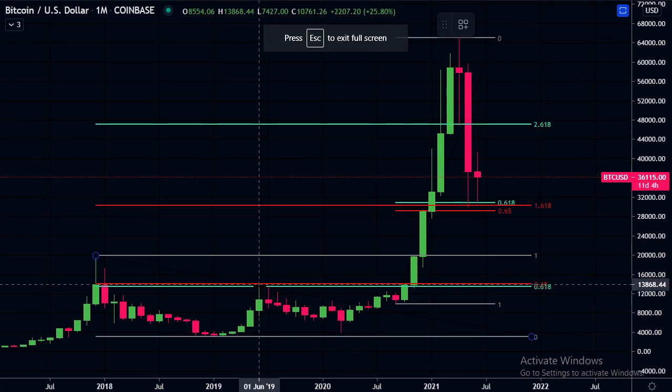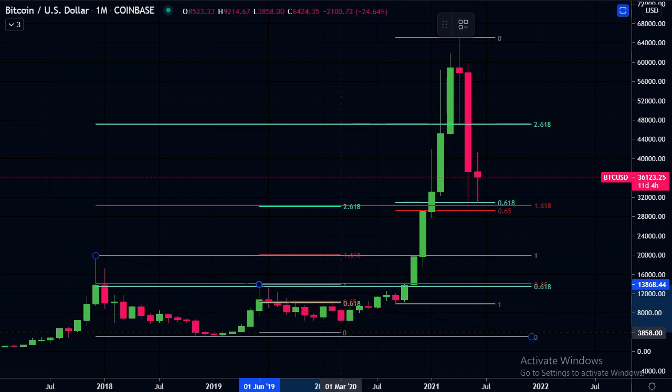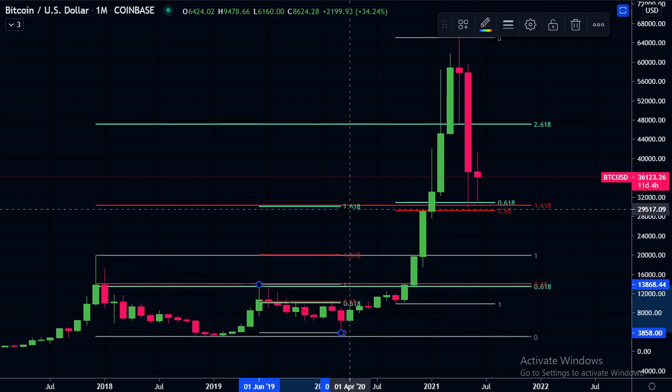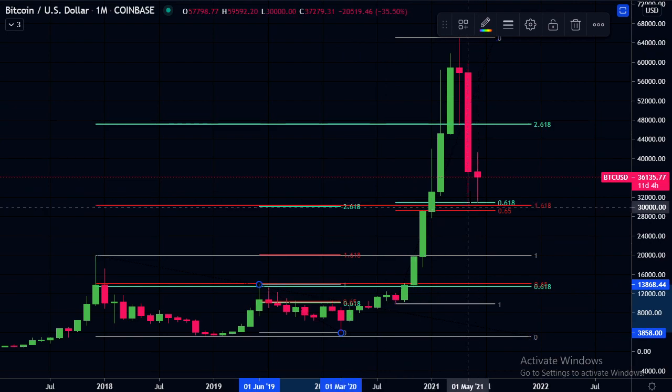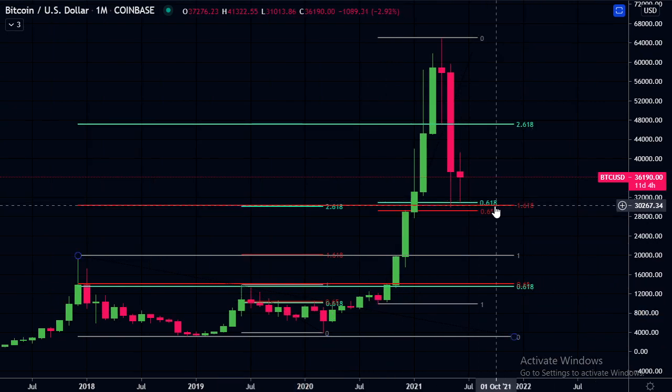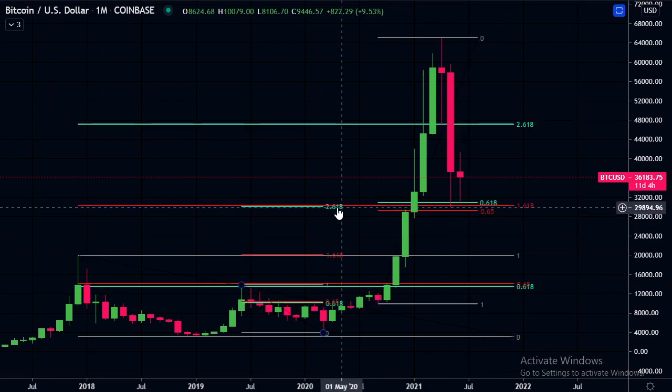And also looking at this pullback here, this run up in 2019, this 14k down to the stock market crash here, what we can also see is the 2.618 also lines up in this area. So we have these 3 points of confluence here. It shows how important this 0.618 level is.